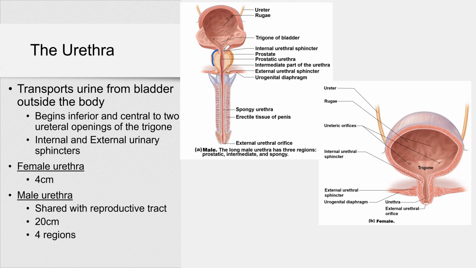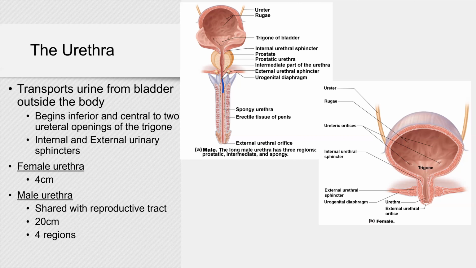This gland inferior to the urinary bladder is the prostate gland. So it's only found in males, right? So that's the male anatomy. The urethra goes right inside through this prostate gland, and this part of the urethra is called the prostatic urethra. Then this is our urogenital diaphragm. This is where the external sphincter is. So this part of the urethra is called the intermediate urethra, right here.